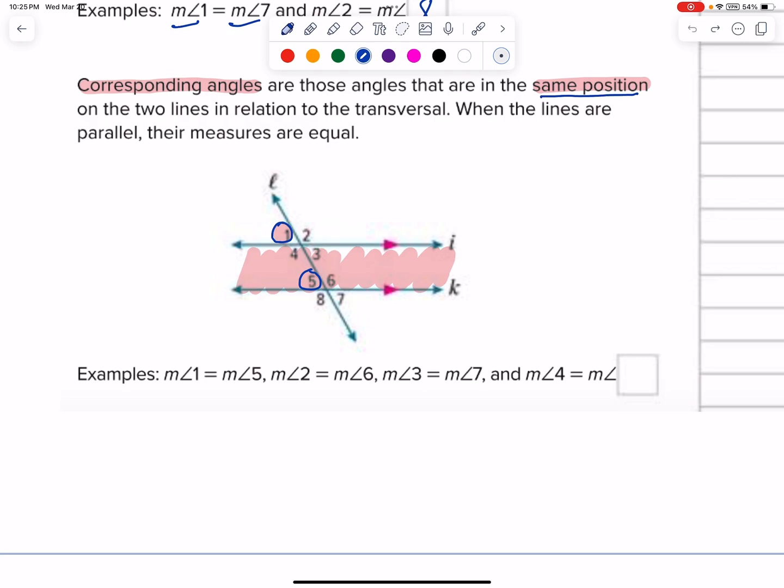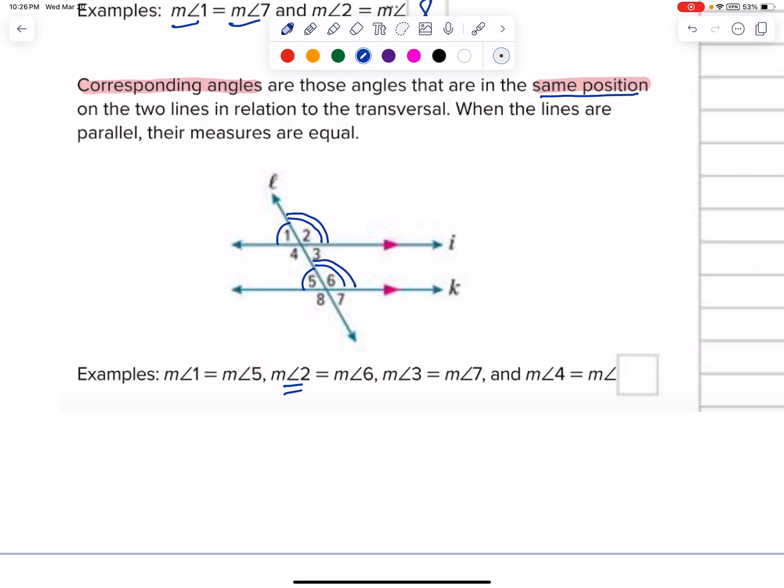Okay, and that's why they're in the same spot. So angle 1 is with angle 5, okay, is equal to it. So let's use our symbols with this now. So angle 1 is equal to angle 5, okay? Angle 2, so let's go ahead and do double lines here. Angle 2 is corresponding to which one? Which one's in the same spot? If you said 6, you're right.